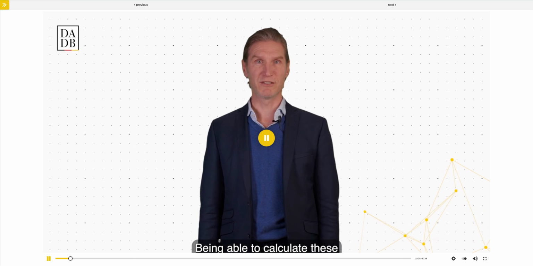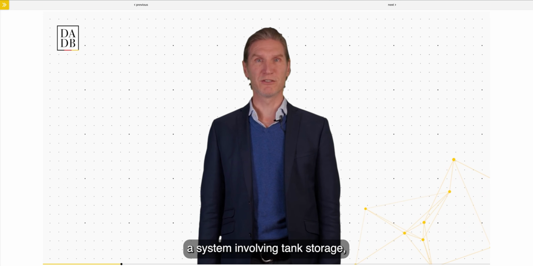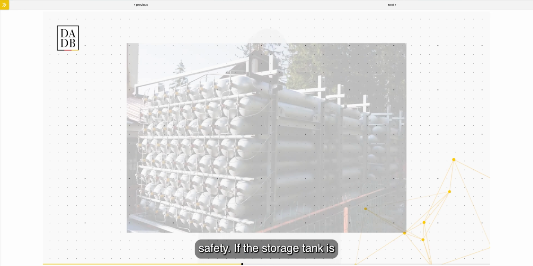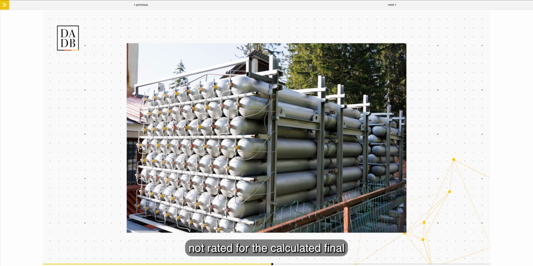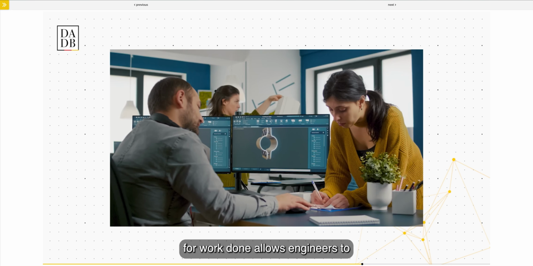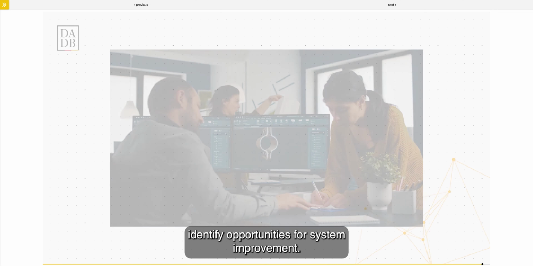Being able to calculate these values is important for a great many reasons. When dealing with a system involving tank storage, to give just one example, calculating the final pressure is a necessary step in ensuring safety. If the storage tank is not rated for the calculated final pressure, it is clear that a dangerous situation could arise. Less dramatically, having a value for work done allows engineers to develop an accurate picture of the efficiency of the compression process, which can help them identify opportunities for system improvement.